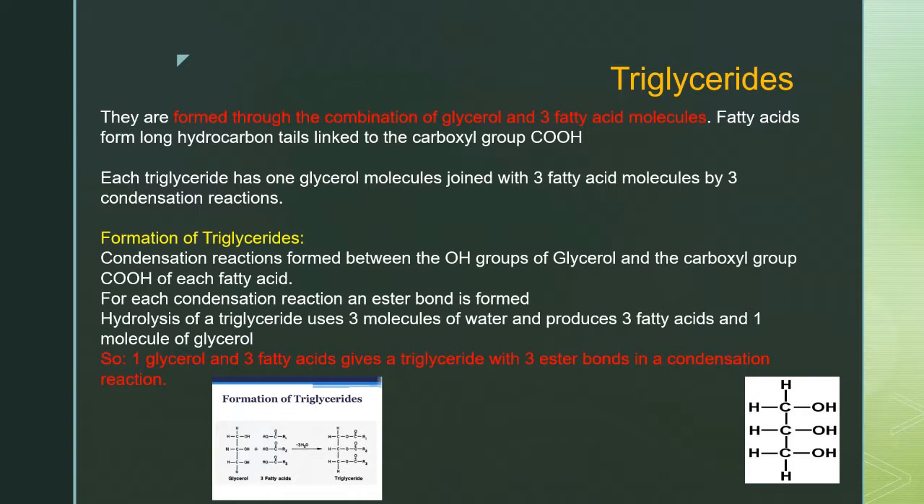Each triglyceride has one glycerol molecule, and it is joined with the three fatty acid molecules by three condensation reactions, and that's very important. This is really just breaking down the formation of a triglyceride and making it very easy to understand. A condensation reaction will form between the OH groups of the glycerol and the carboxyl group COOH of each fatty acid, because remember there are three condensation reactions. For each condensation reaction, an ester bond is formed. The hydrolysis of a triglyceride uses three molecules of water and produces three fatty acids and one molecule of glycerol. So in a sense, it's one glycerol and three fatty acids that gives a triglyceride with three ester bonds in a condensation reaction.